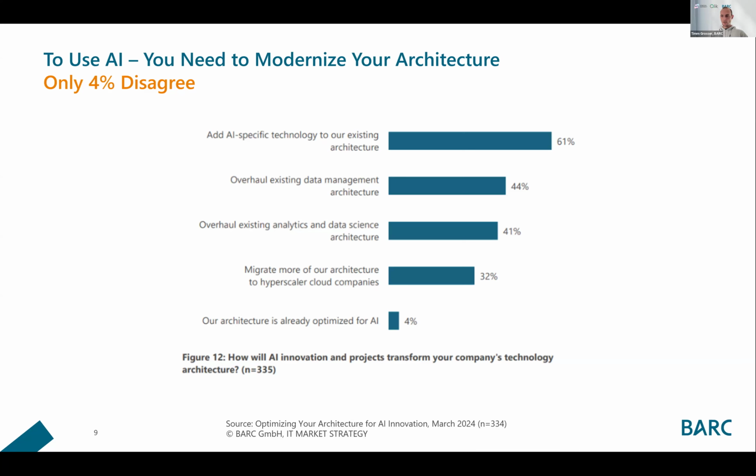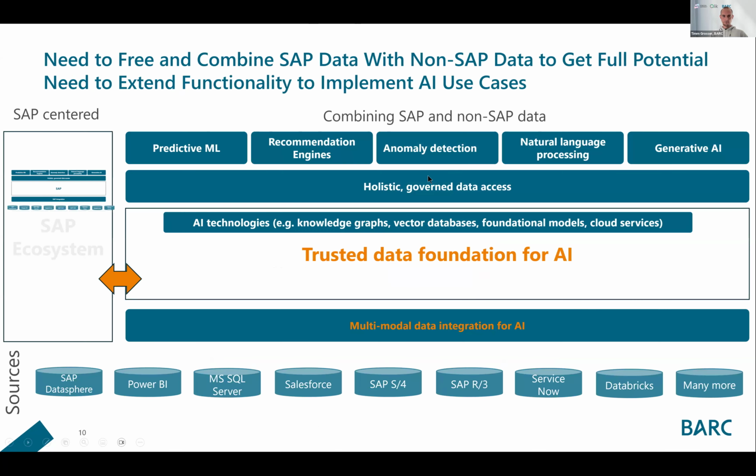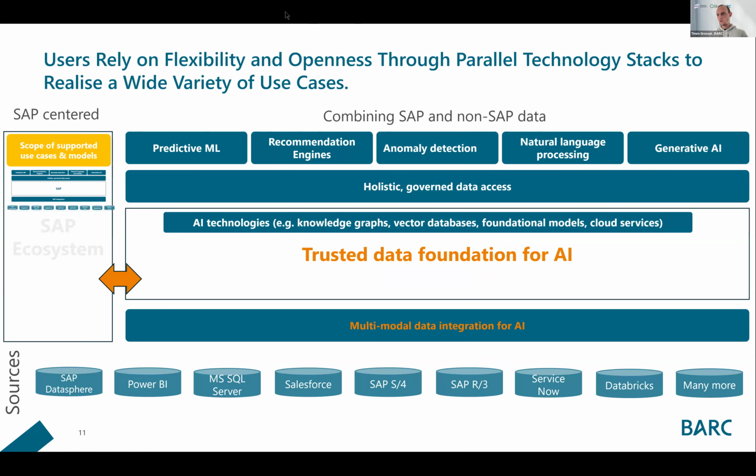So coming back to SAP, what does it mean? That we also have to open our SAP ecosystem. So I think two of the most crucial things here is that we have to free our SAP data, and we have to combine it with other data. Also, we need to extend functionality and implement new use cases, but that's not so easy for SAP, because SAP is only a part of the overall ecosystem.